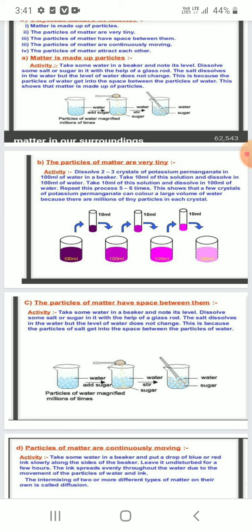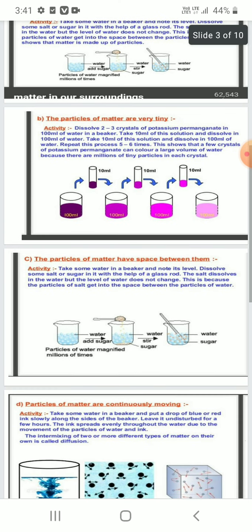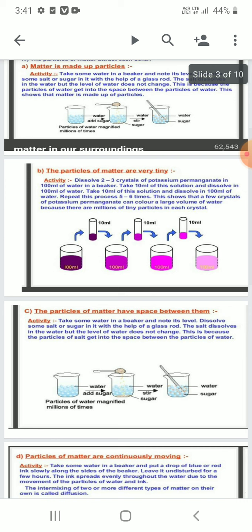How is this activity done? Dissolve 2 to 3 crystals of potassium permanganate in 100 ml of water in a beaker. So what you are supposed to do is make use of a beaker. First take 100 ml of water, and to that add 2 to 3 crystals of potassium permanganate. Crystals are just like salt. Add just 2 to 3 crystals, not a spoon, crystals.